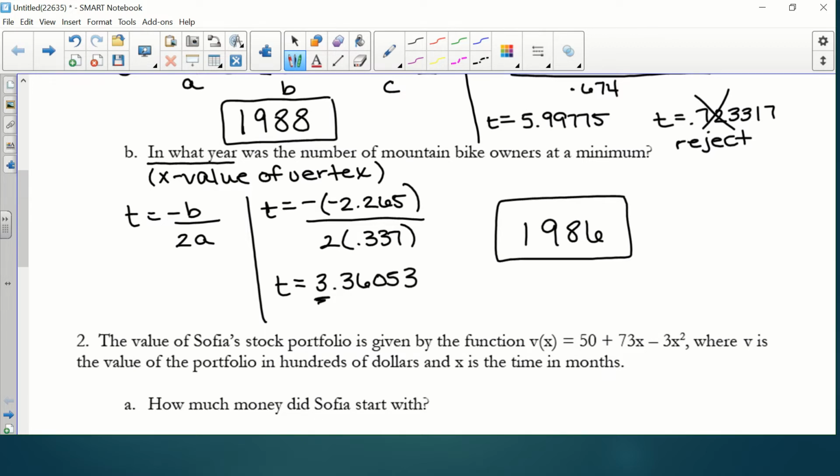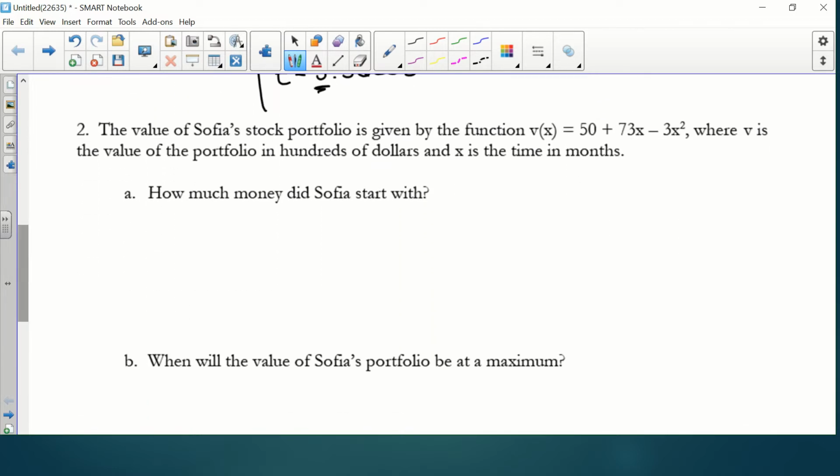Okay, so hopefully that wasn't too painful. I promise the next couple of numbers are going to be much nicer. So let's go ahead and take a look at number 2.